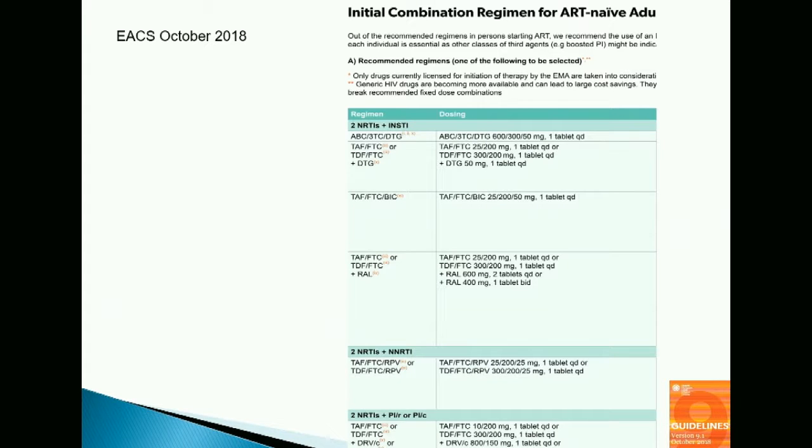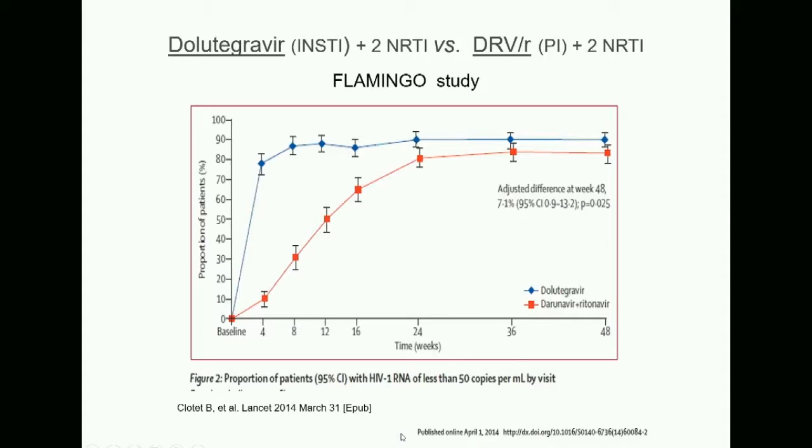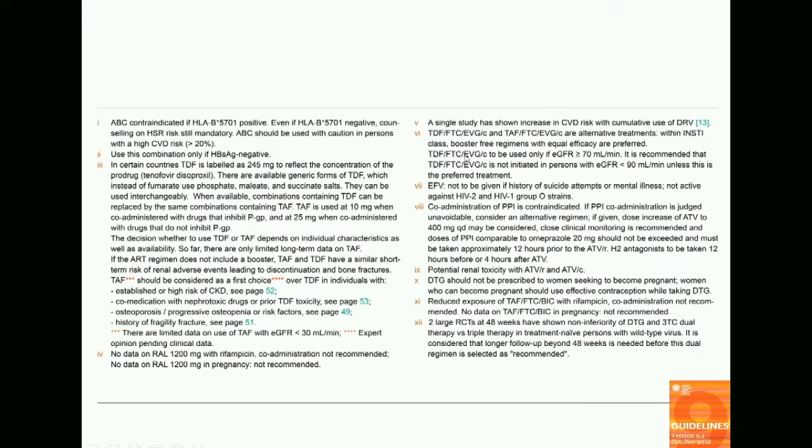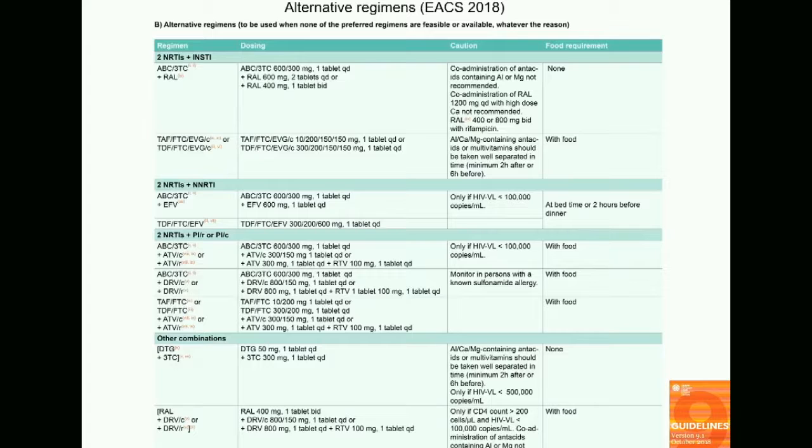And the last combination, two NRTIs plus PI, is the known Flamingo study, comparing dolutegravir with darunavir. So integrase inhibitors are coming. Of course, they are most expensive. There are some problems with access. And these are footnotes for the guidelines. So there are a lot of things to be taken into account, to be considered.